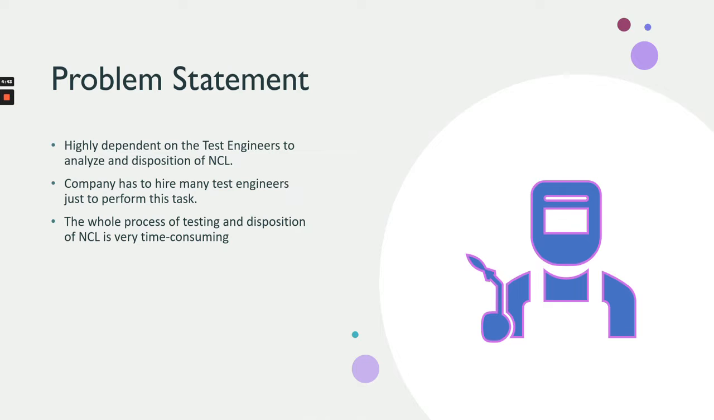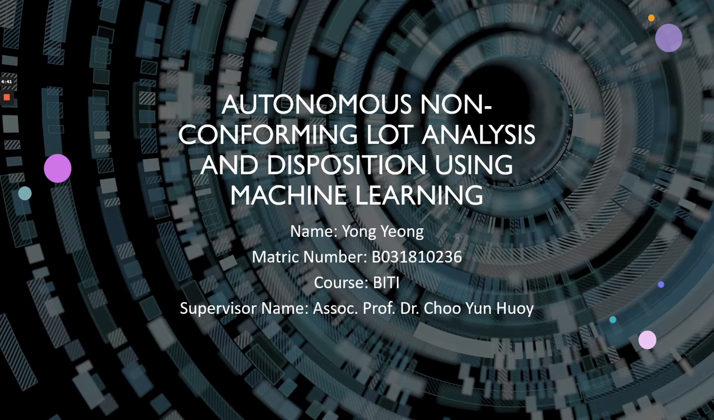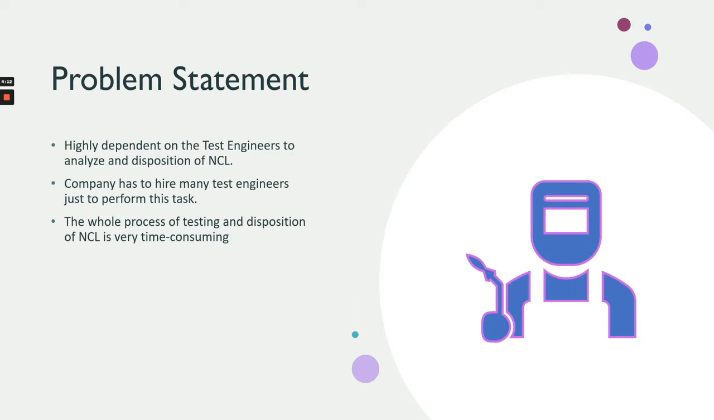A quick reminder: what are these non-conforming lots? Non-conforming lots come from wafers. Wafers are semiconductor materials that are used to produce chips, like Intel chips and so on, those silicon chips. My job is producing a system that would classify whether a lot is bad or good based on the dataset given. That is just a brief introduction.